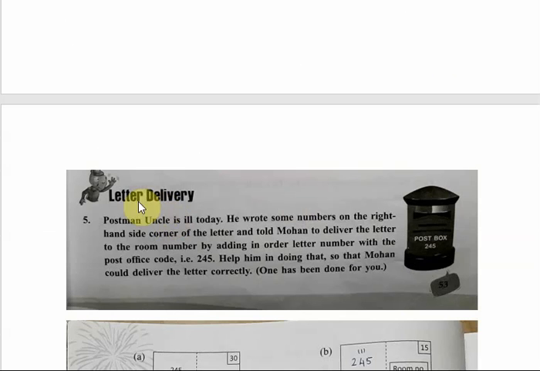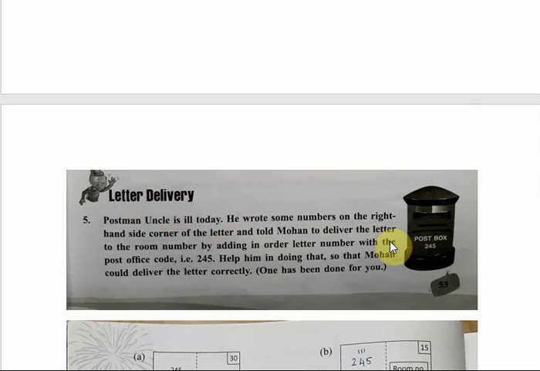You can see here letter delivery. Please take out your workbook as well as pencil with you. We have to do the calculations. So along with the video you have to do in your book. All of you please be ready with your workbook as well as a pencil and an eraser. Now let us move on to the question.